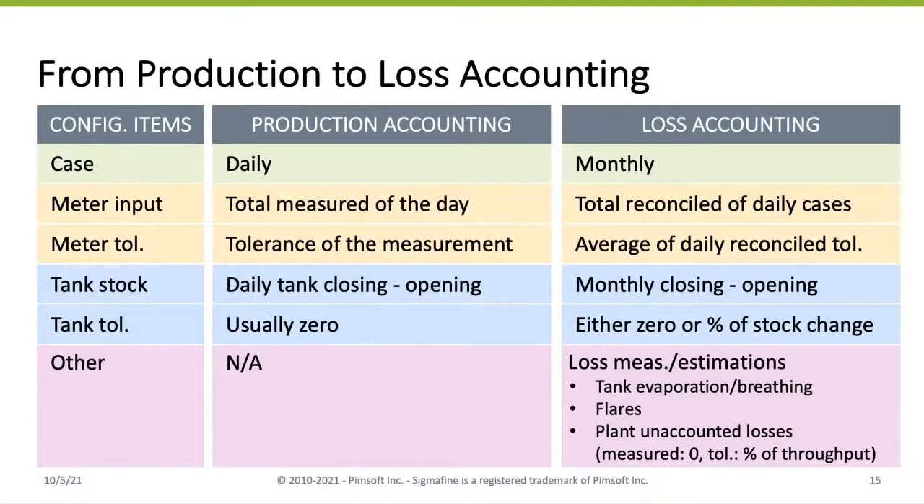Finally, there are some changes that need to be performed on the model, adding additional streams that might not be necessary for the daily accounting. For example, you want to take care of the evaporation or breathing losses from the tanks. You want to take care of flares. Maybe also you want to represent the unaccounted losses, and this can be done by creating a virtual measurement, which is initially set to 0, as you don't have any clue about it, and a tolerance which is large enough and typically set as a percentage of the facility throughput.